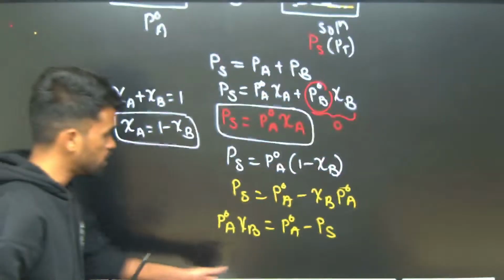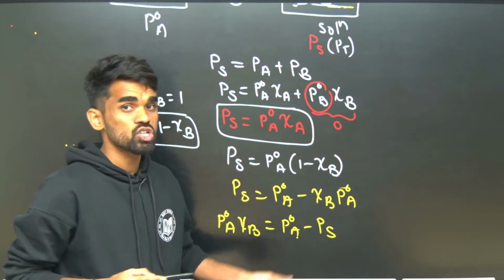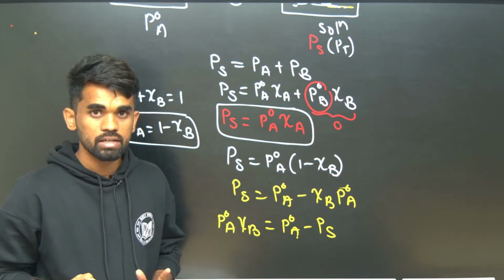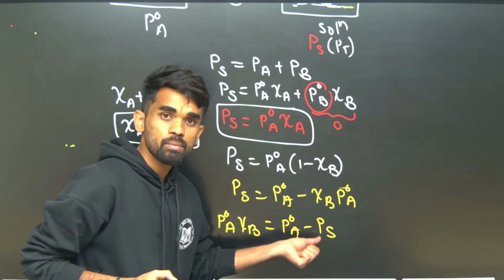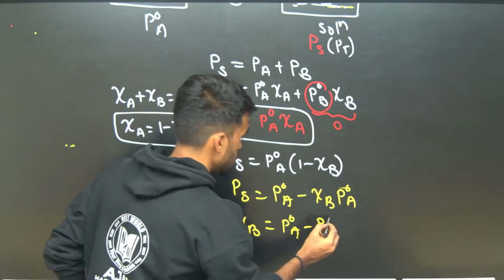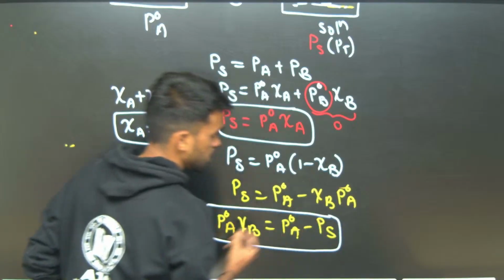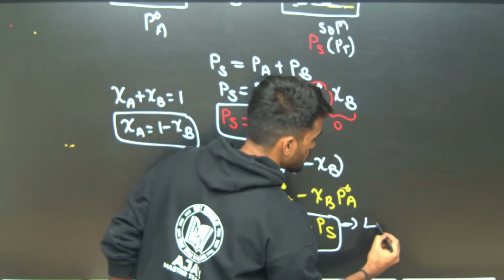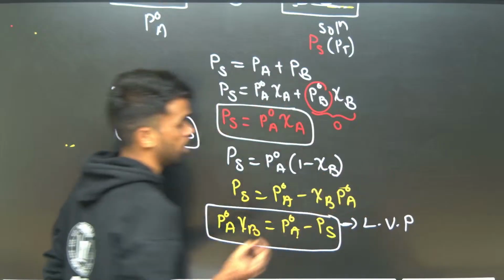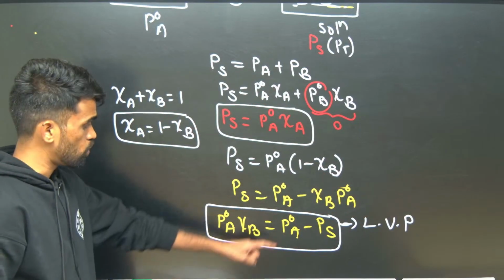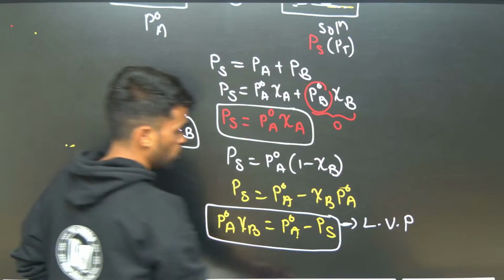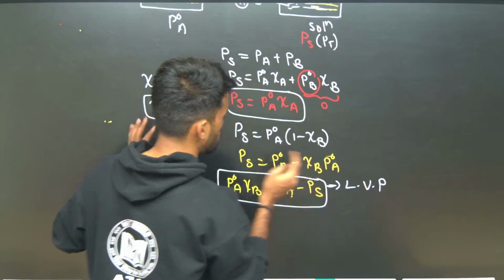If you observe this, P naught A is the vapor pressure of pure solvent. Now this value is lowered by PS, right? So this equation is called lowering of vapor pressure, LVP I am saying. See, the vapor pressure of the solvent is lowered now. That is what I am writing here, lowering in vapor pressure.